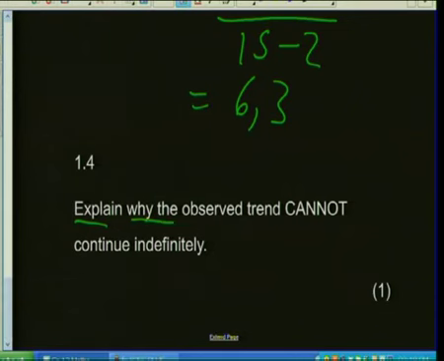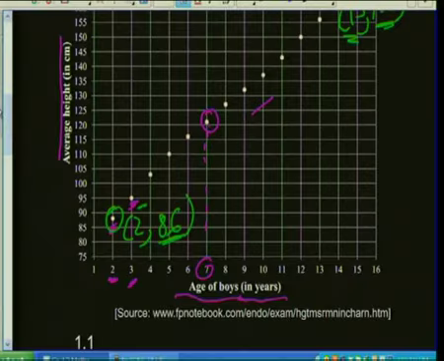Okay, good. Now, 1.4, explain why the observed trend cannot continue indefinitely. Can this scatter plot continue like this forever? Let's see. What does it mean? When a boy is 2 years old, he's approximately 80-something centimeters, 3 years, 95. Can this continue like this?